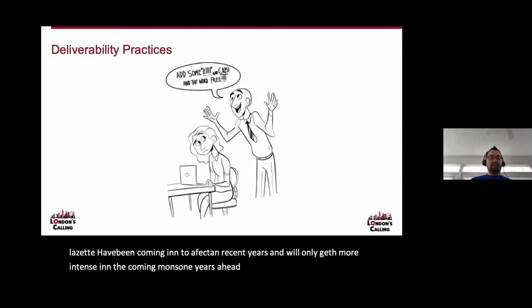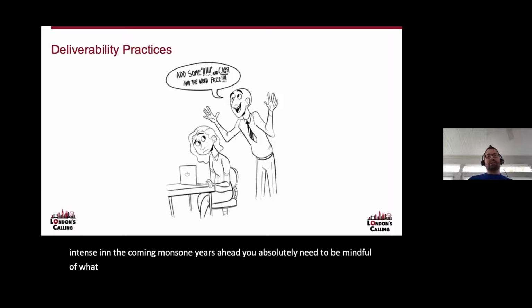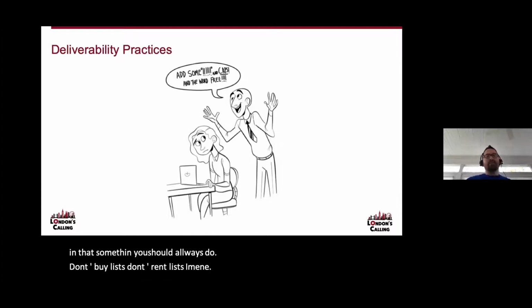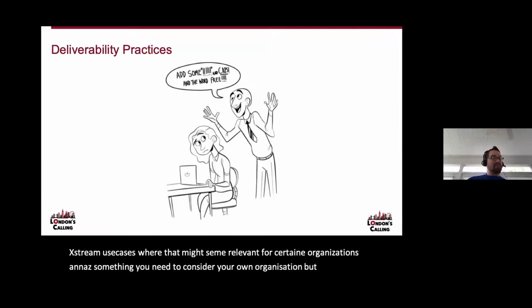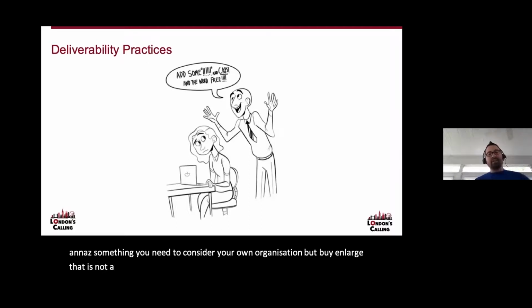You absolutely need to be mindful of what you are putting into your content. So I can't stress that enough. Opting in, that's something you should always do. Don't buy lists. Don't rent lists. I mean, I understand there are some very extreme use cases where that might seem relevant for certain organizations, and that's something you need to consider for your own organization. But by and large, that is not a best practice, and you really should make sure that your audience has opted in. They've explicitly expressed a desire to receive your messaging, and you need to keep track of that.